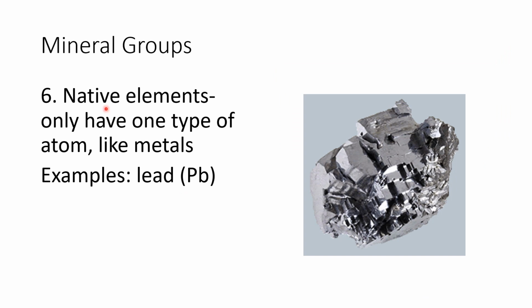Our final mineral group is the native minerals or the native elements. These only have one type of atom in them. So this is typically going to be something like metals. So here's an example of a piece of lead. The symbol for lead is kind of weird. It's Pb, comes from an old Latin word, but here is a chunk of regular old native lead.